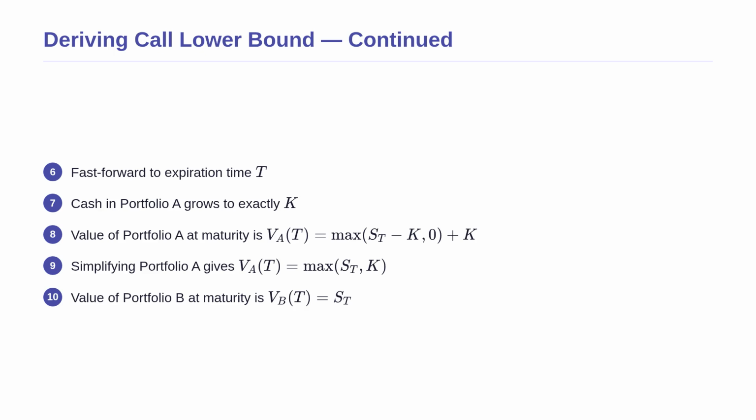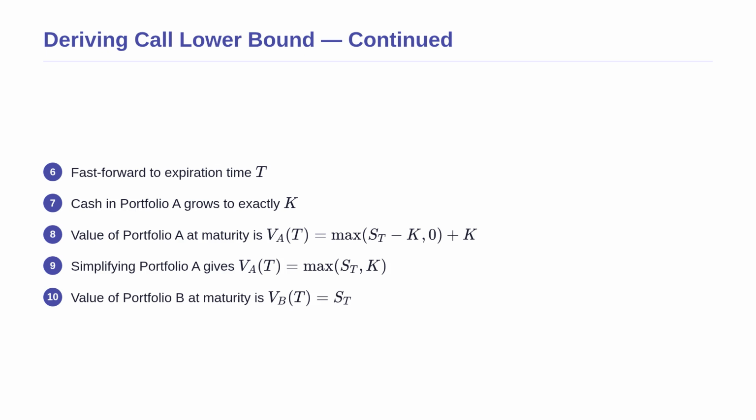Now, let us fast forward time to the expiration date, which we call time T. At time T, the cash we put in the bank for portfolio A has grown with interest to become exactly K, the strike price. The call option will be worth either the final stock price minus the strike price or 0, whichever is higher. We write this mathematically as a maximum function.